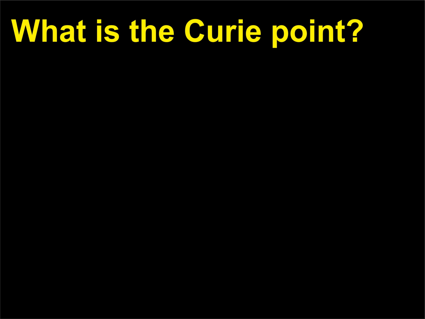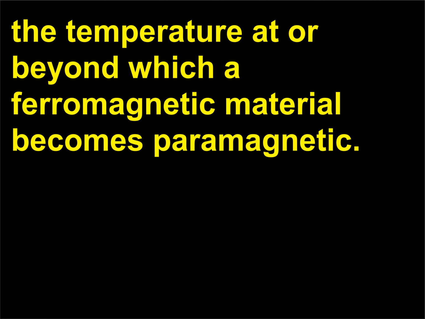What is the Curie point? The temperature at or beyond which a ferromagnetic material becomes paramagnetic.